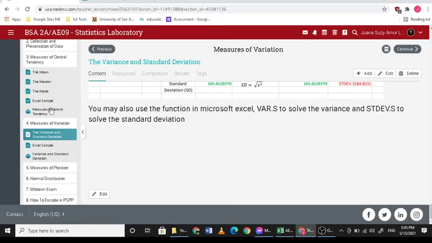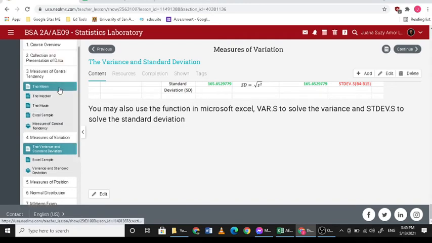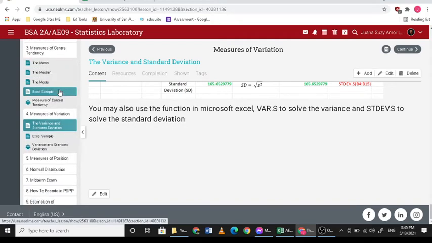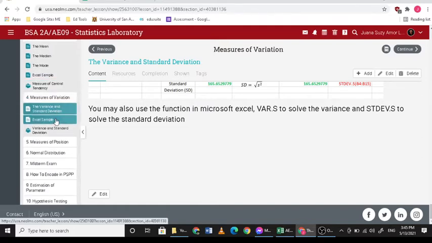Good day. And next is module 3 of our statistics laboratory, the measures of variation.